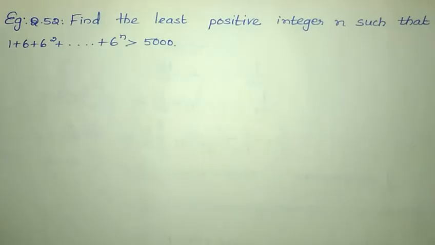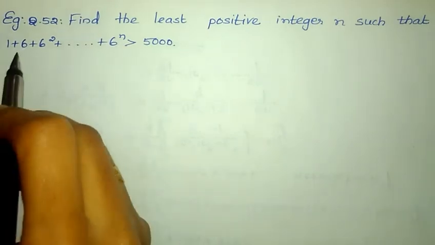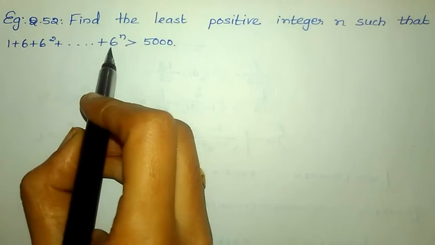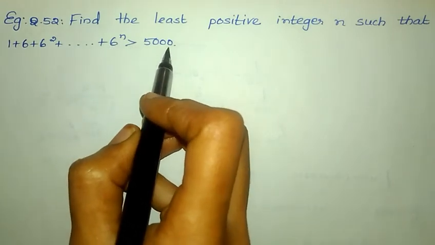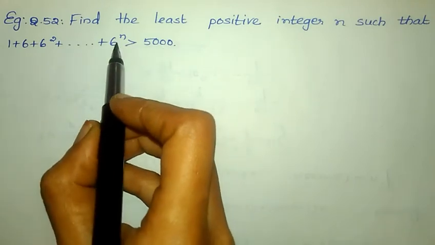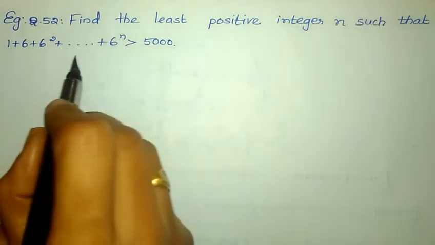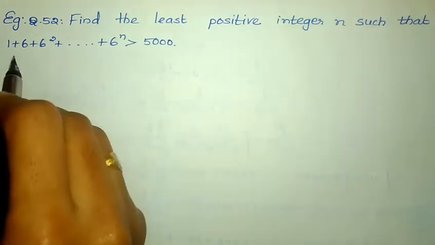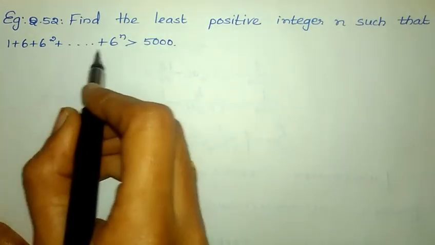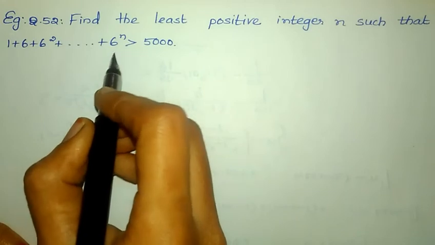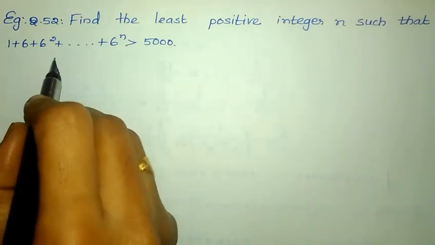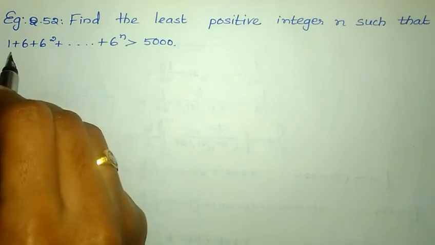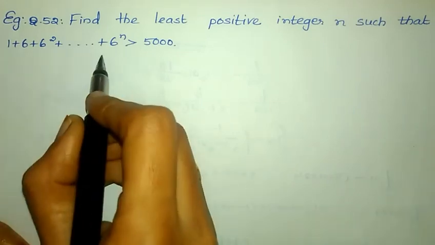Example 2.52. Find the least positive integer n such that 1 plus 6 plus 6 square plus etc. plus 6 power n greater than 5000. So we have to find the least value for this n. So here this is in GP 1 plus 6 plus 6 square plus etc. plus 6 power n greater than 5000. So here we can apply the formula to find the sum of this GP.